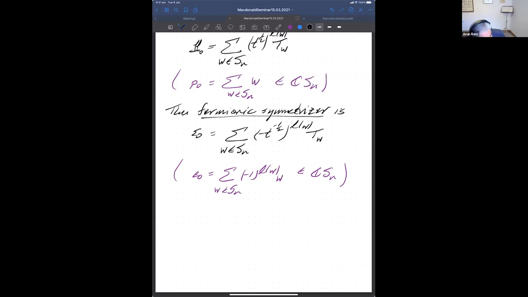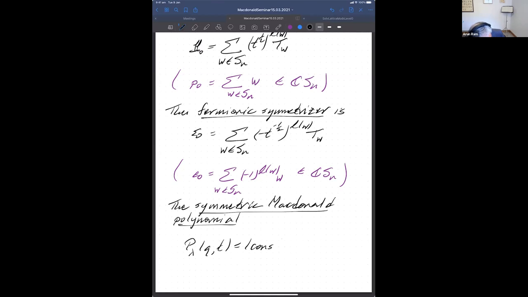Okay, so now here is another definition, which is actually quite close to what you just asked: the symmetric Macdonald polynomial can be defined as follows. I have a normalizing constant. So the symmetric Macdonald polynomial is some constant times the bosonic symmetrizer applied to E_lambda. Okay, so it's not trivial, but it's also not too difficult to show that this matches the previous definition. So let me write, show that this matches the previous definition.